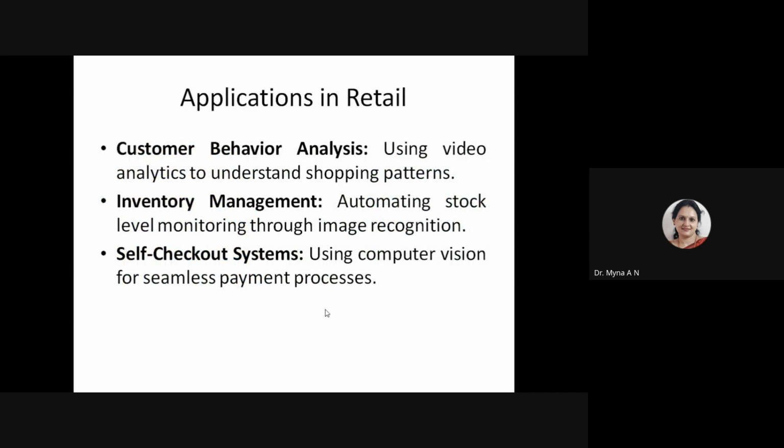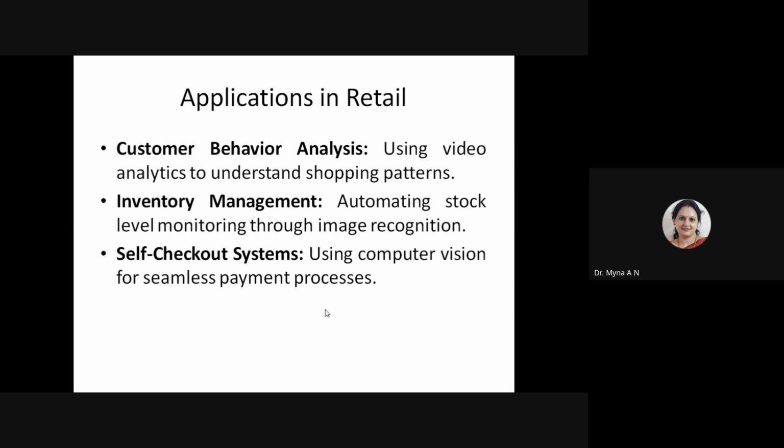Applications in retail. In the retail industry, we can analyze customer behavior using video analytics to understand shopping patterns. In all the retail shops, we have CCTV cameras or specialized cameras attached, where we can do customer behavior analysis. Similarly, computer vision can also be used for inventory management, where we can automate stock level monitoring through image recognition.